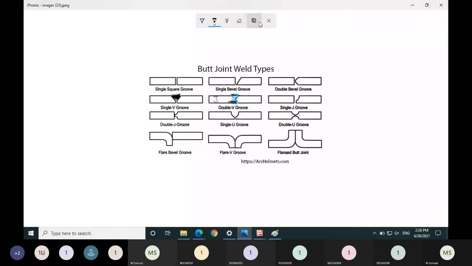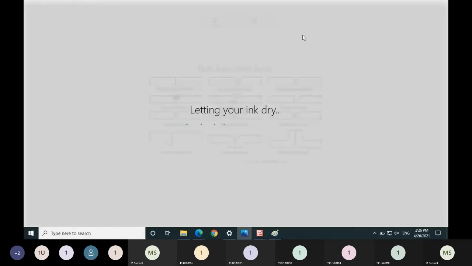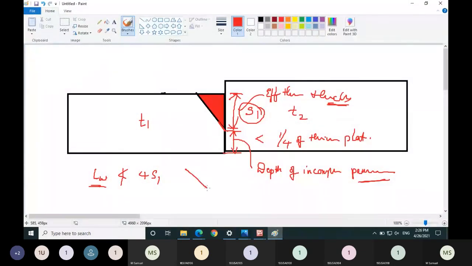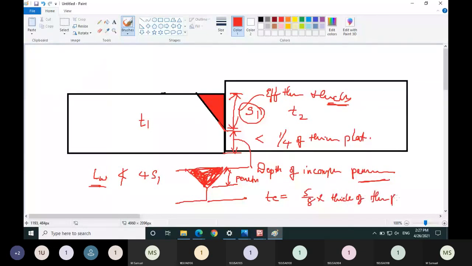Let me draw it here itself. See, here itself the weld is made. Right? This is not a complete penetration weld. This is not a complete penetration weld. See, this is the penetration. It does not penetrate completely from top to bottom, so in such a case how do we take T? According to the maximum T equation, 5 by 8 times the thickness of the thinner plate. How much is it?